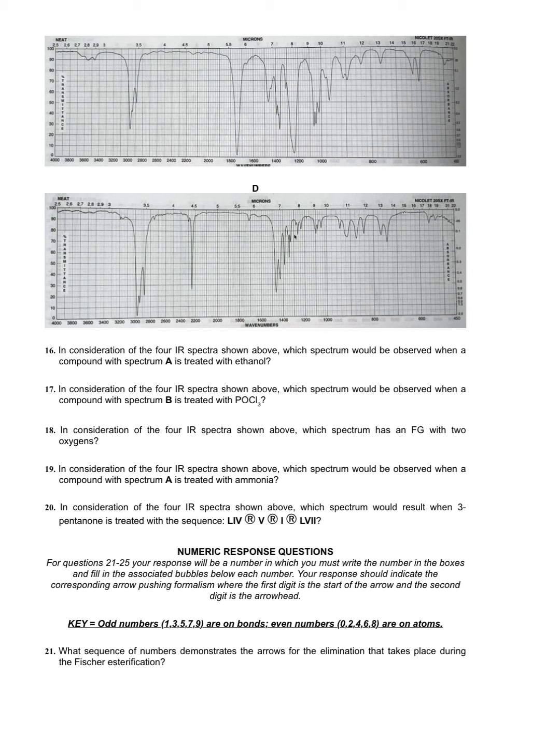16 is saying, in consideration of the 4 IR spectra shown above, which spectrum would be observed when a compound with spectrum A is treated with ethanol? So A. So C, we have your typical 1750 carbonyl stretch, that's going to be an ester. And then D, we have this signal around 2200, that's going to be a nitrile. So 16 is asking you A plus ethanol, that's giving you an ester. So this answer is C.